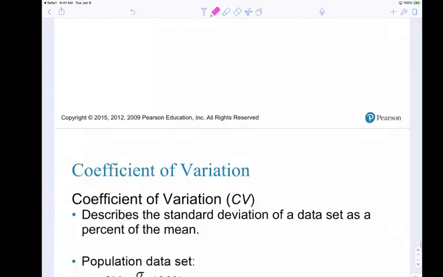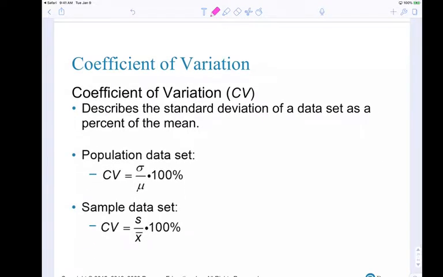It's not so obvious. The coefficient of variation describes the standard deviation of the data set as a percent of the mean. Coefficient of variation is going to be sigma over mu times 100%. And if it's a sample data set, it's going to be the standard deviation over x bar times 100.